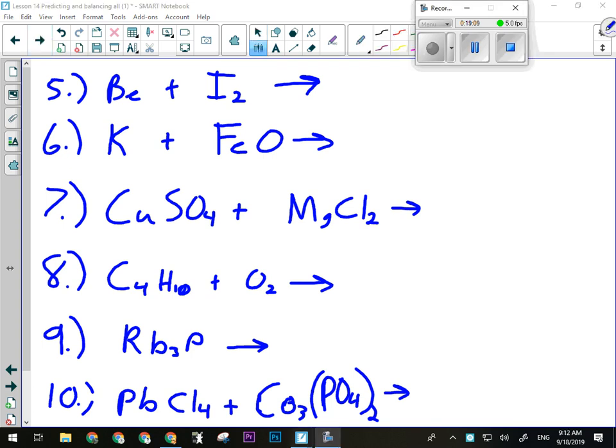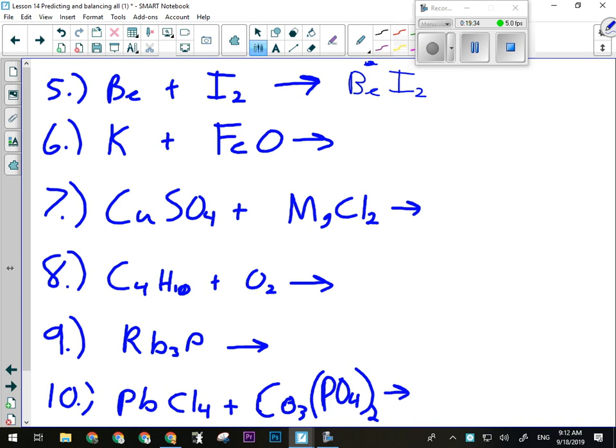Looking at number 5, I've got element plus element. So this is a synthesis reaction. I'm going to get beryllium iodide on this side. Beryllium is a +2, so when I drop and swap, I've got +2 and -1. So this is going to be BeI2, and it's balanced.